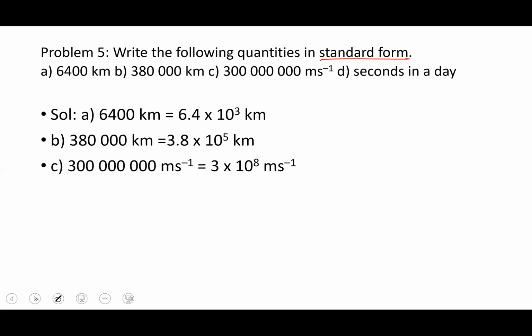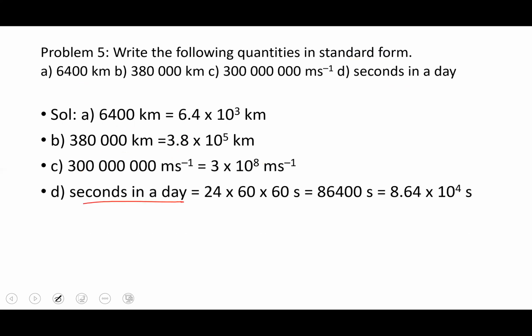Question number C says 300 million meters per second, or you can say 3 × 10^8, because 1, 2, 3, 4, 5, 6, 7, 8 decimal places were moved towards the left. That is why we are writing 3 × 10^8 meters per second. Very simply, this is the speed of light actually.